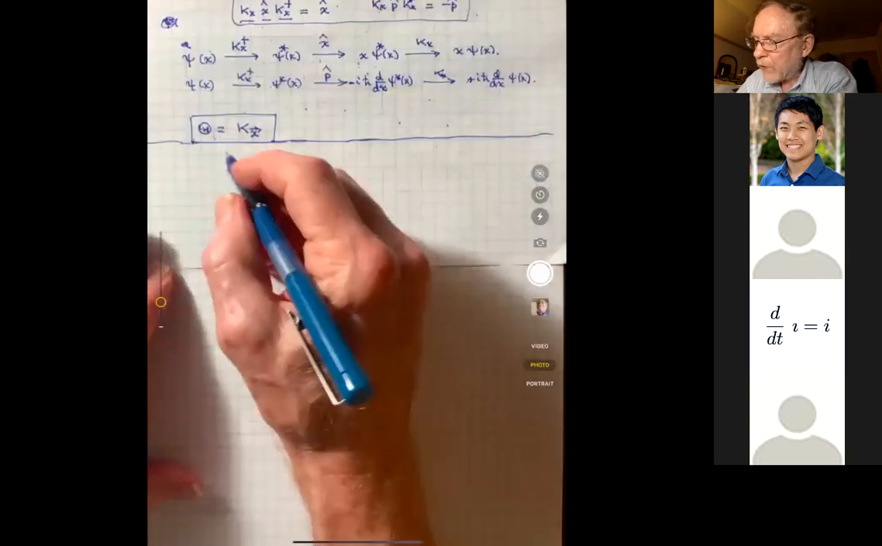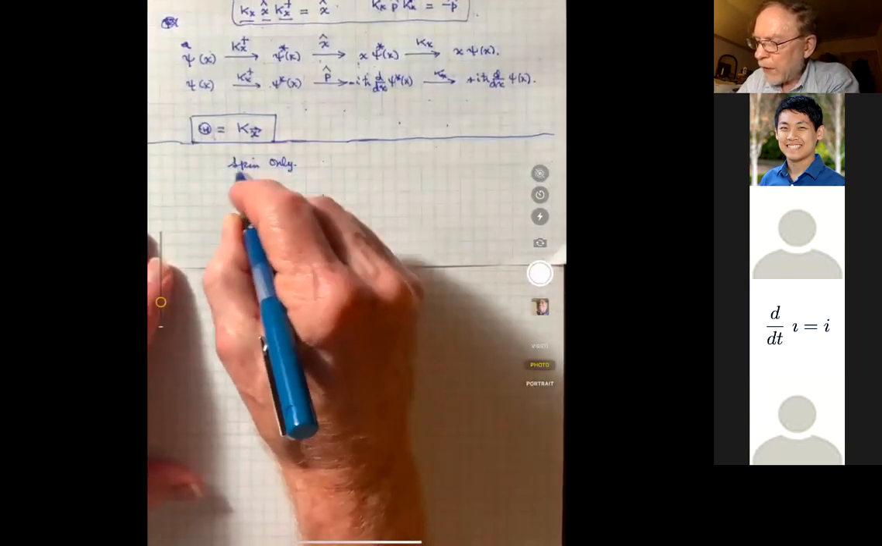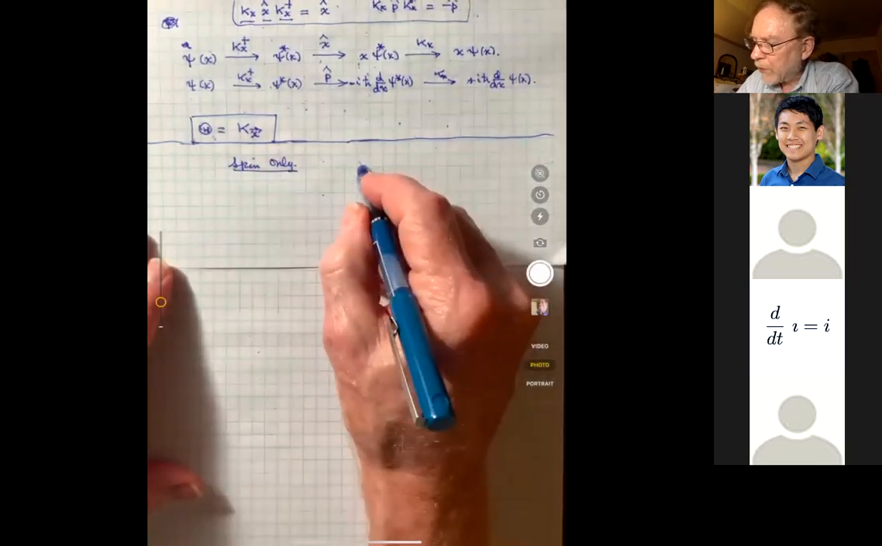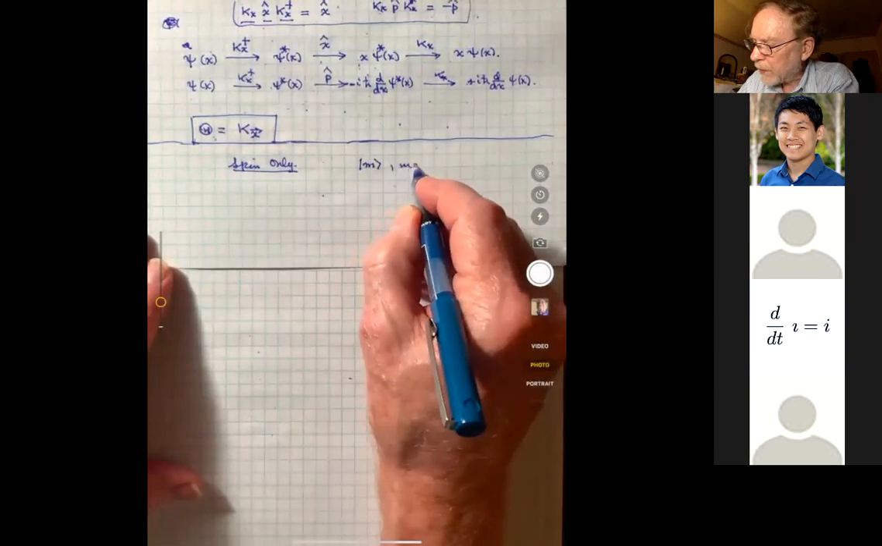Let's now look at the case of spin only degrees of freedom. I'll take this one step at a time. For spin only, of course, the basis states are let's just call them M like this, where M runs from minus S up to plus S.